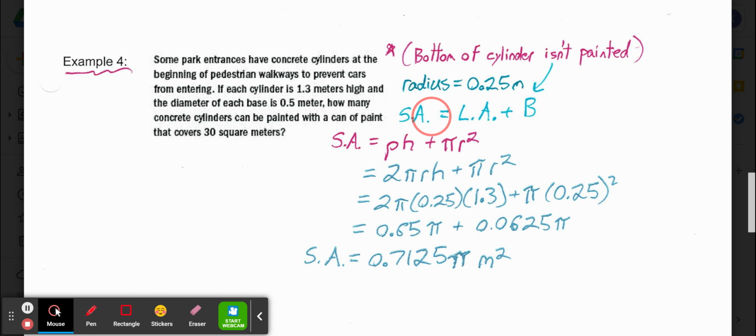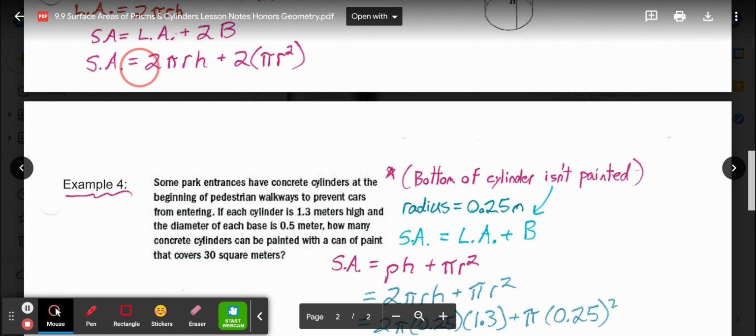And then we know our surface area is the lateral area plus, in this case again, just one area of the base because we're not painting the bottom. So the surface area, our lateral area, is the perimeter of the base times the height. So the perimeter of our base would be 2 pi r times the height of the cylinder, which is h, plus the area of the base, pi r squared. So we're simply using this cylinder formula, but we're losing the 2 in front of the pi r squared because we're not painting both bases.